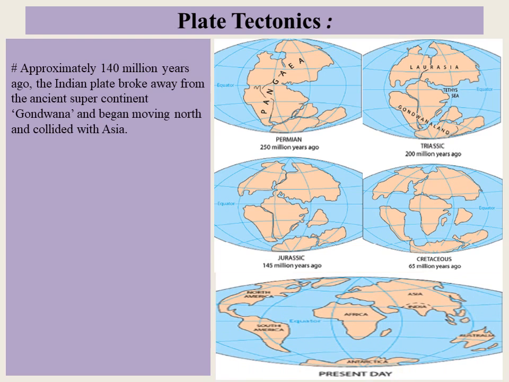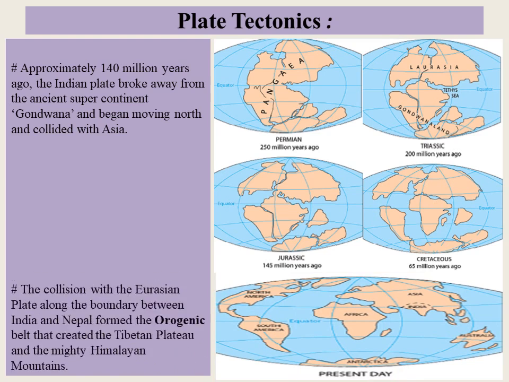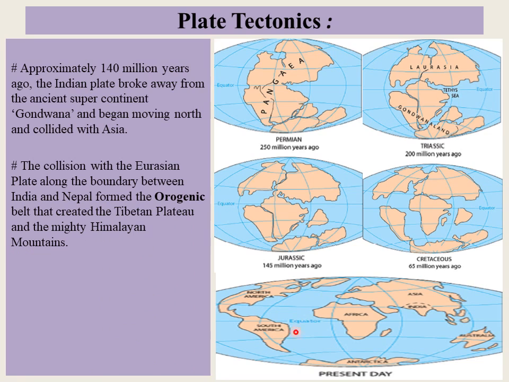The next is the present day. This is how our world looks, with the 7 continents. So every year our earth changes, over millions of years. The collision of the Eurasian plates along the boundaries between India and Nepal formed the orogenic belt that created the Tibetan plateau and the mighty Himalayan mountains.